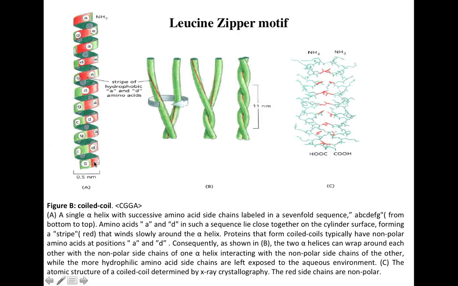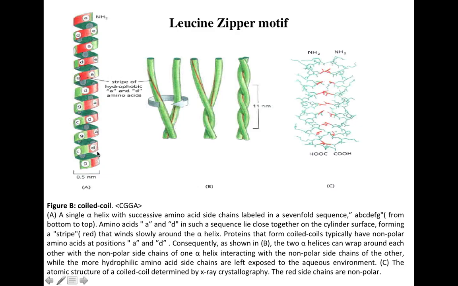So this is A and D, this is A and D, this is A and D. What we see here is that we have roughly, I don't exactly remember, it's either 3 or 3.5, perhaps 3.6 amino acids per turn.